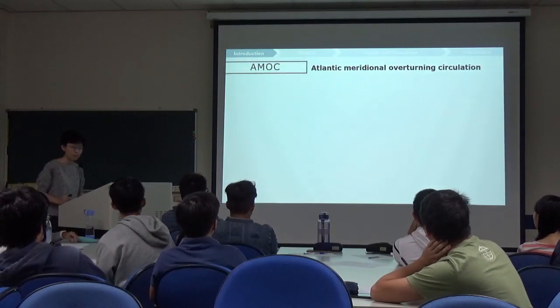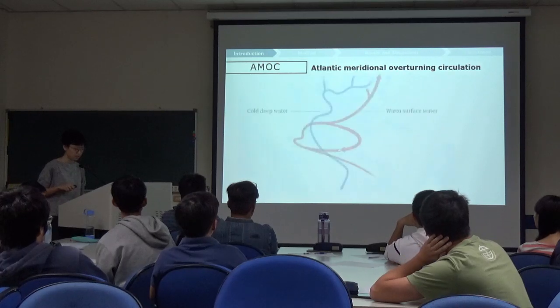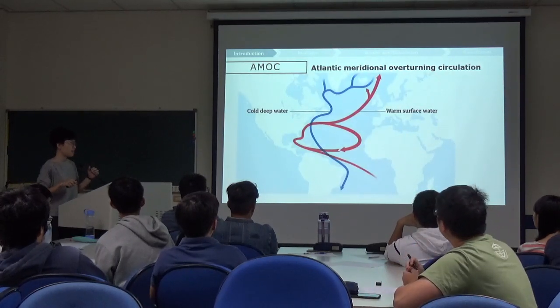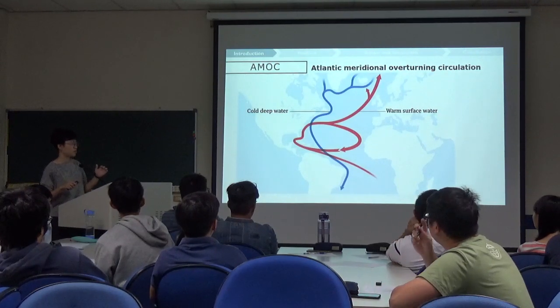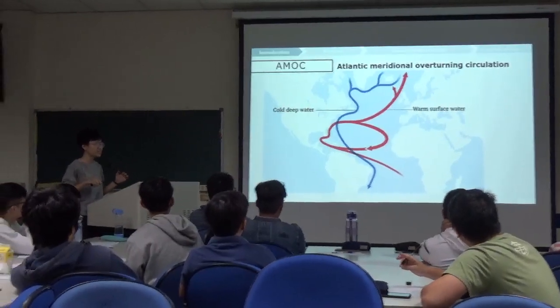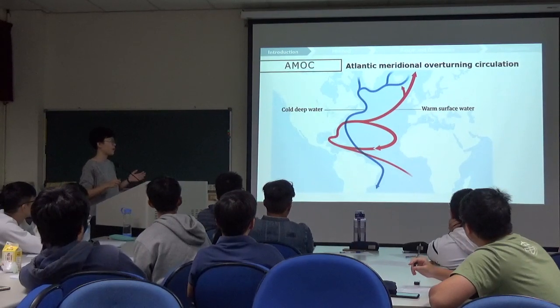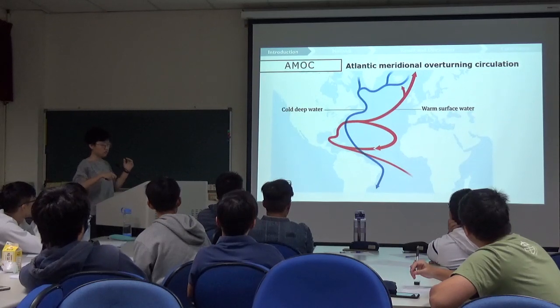One is AMOC, which means Atlantic Meridional Overturning Circulation. It is constituted of warm surface water and cold deep water. It also plays a significant role in heat transport from the low to the high latitudes.